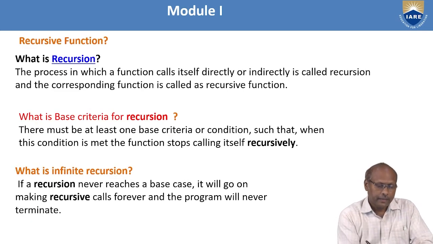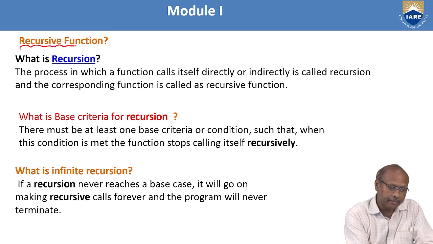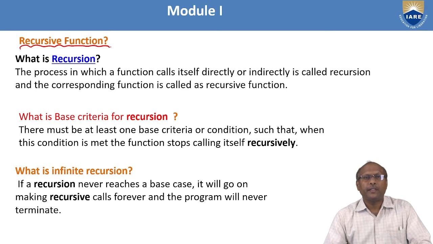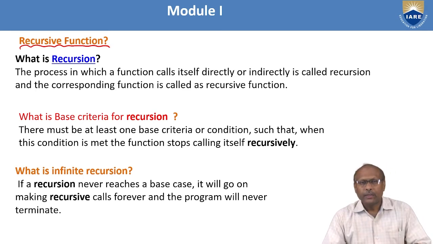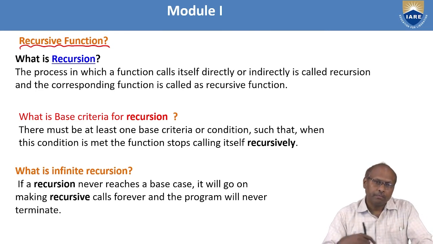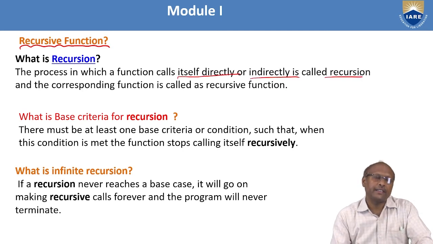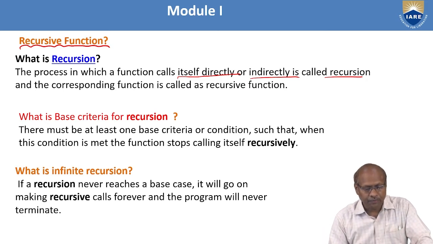Next, there is one more important concept called recursion. When you want to solve a problem, you can solve it either in a non-recursive way or a recursive way. Recursion means what? It can be solved by calling the program itself. The process in which a function calls itself directly or indirectly is called recursion. When the process is calling itself, that is a recursive process. When a function is calling itself, that is a recursive function.